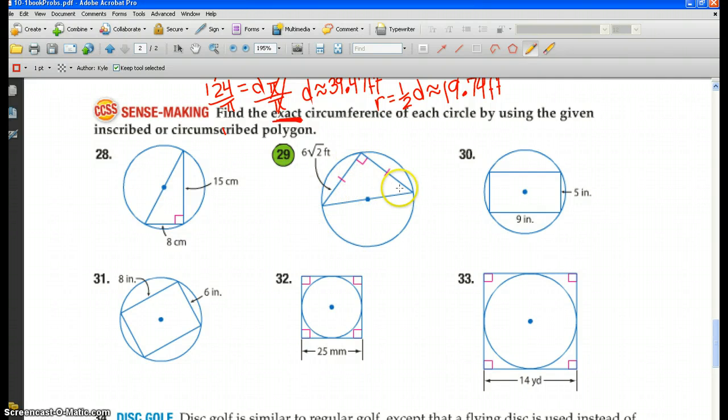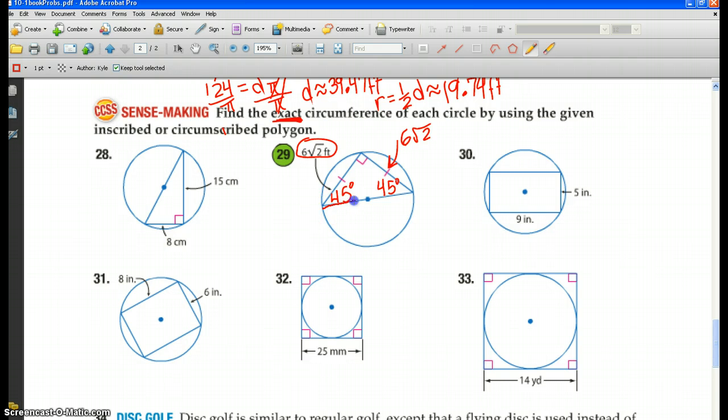So we have an inscribed triangle, inscribed because it's on the inside of the circle. It is isosceles because it has two congruent sides. So a right triangle that is isosceles will always be a 45, 45, 90, because the angles must add up to 180, which they do. Our leg is 6 square root of 2. So this side would be 6 square root of 2.